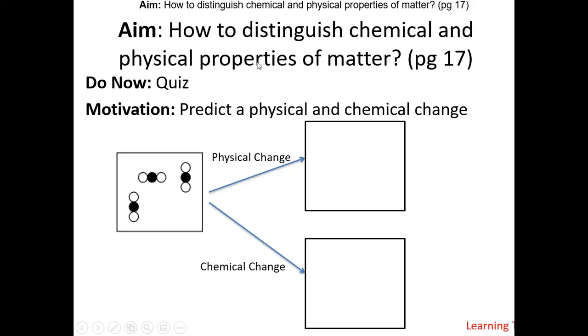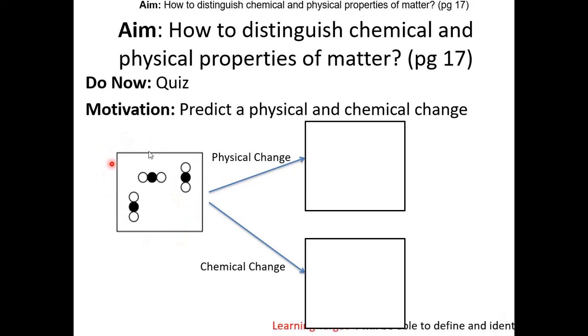This is the fourth video lesson of the unit matter. Today we're going to talk about chemical and physical properties of matter. So let's go to page 17 in the class packet. Motivation. Predict the physical and chemical change of the following.